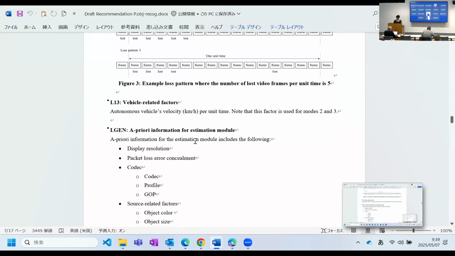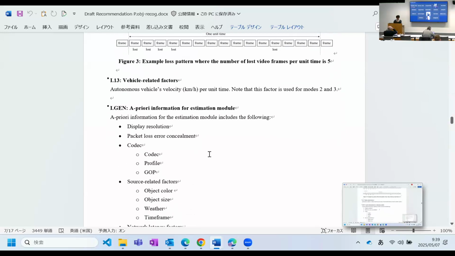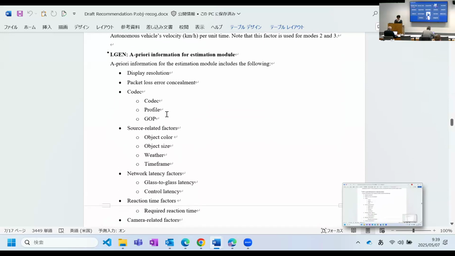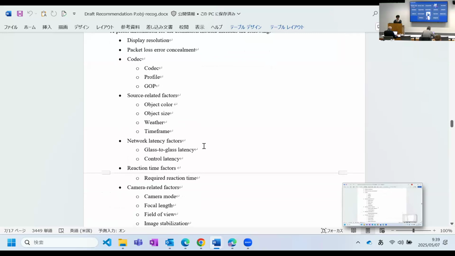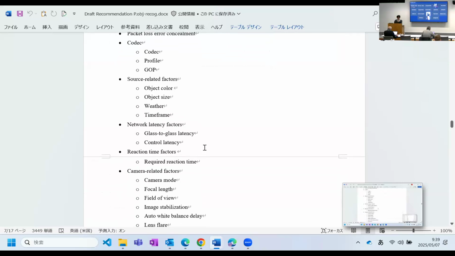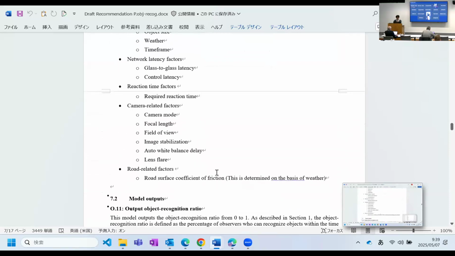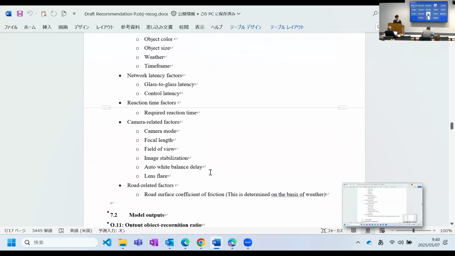This information has the following inputs: display resolution, packet loss, error concealment, and codec; source related factors such as object color or size with a time frame; network latency factors, glass-to-glass latency, and control latency; reaction time factors; camera related factors such as camera mode or focal length, field of view, image stabilization, auto-white balance, and lens flare; and load related factors. As I said before, this is used to make the coefficients of the model.